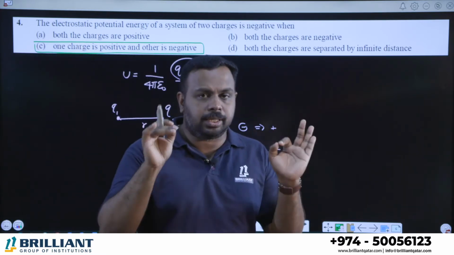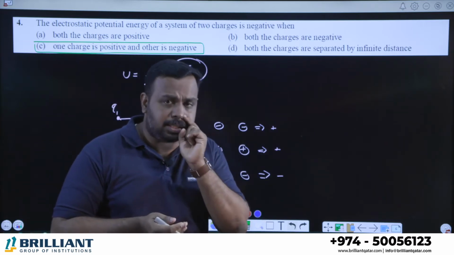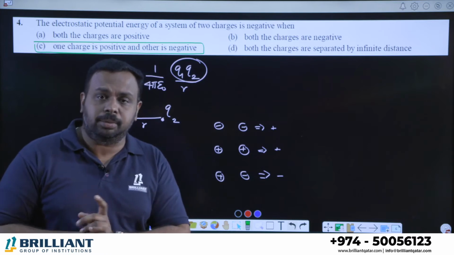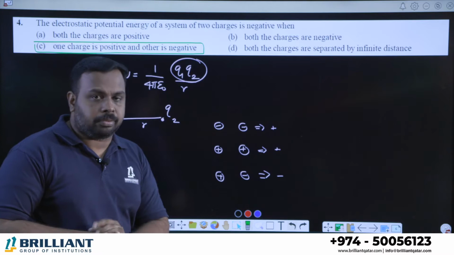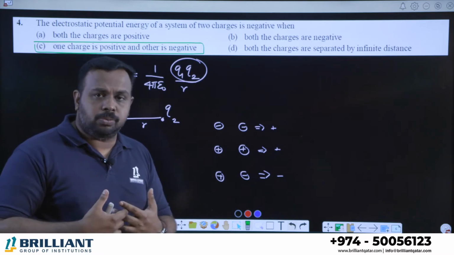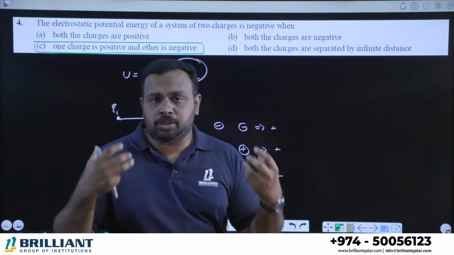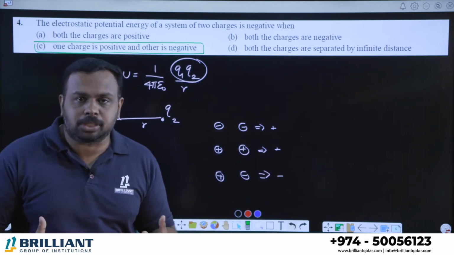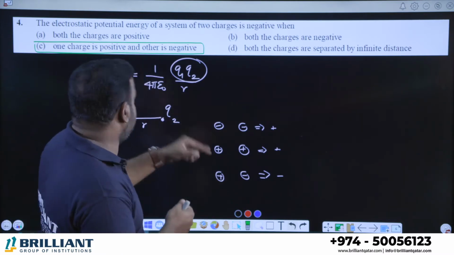Please note that when potential energy is negative, there is another simple idea which you can remember here. Potential energy is negative means the force will be attractive, and potential energy positive means the force will be repulsive. So for the force to be attractive, definitely there should be unlike charges, right? That means one is positive and the other is negative. All right. So we are going to the next question now.